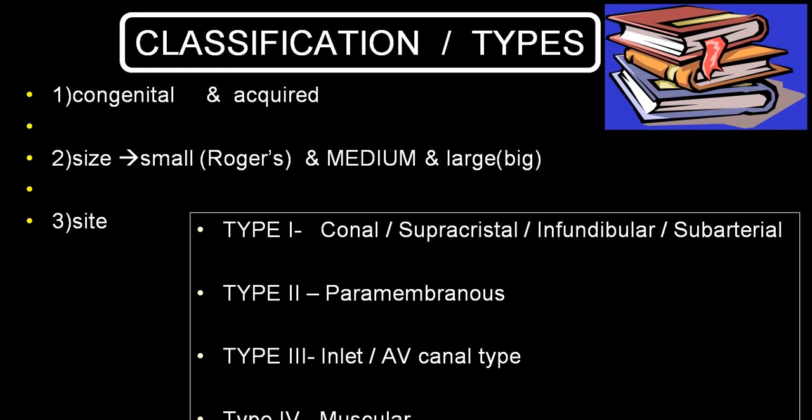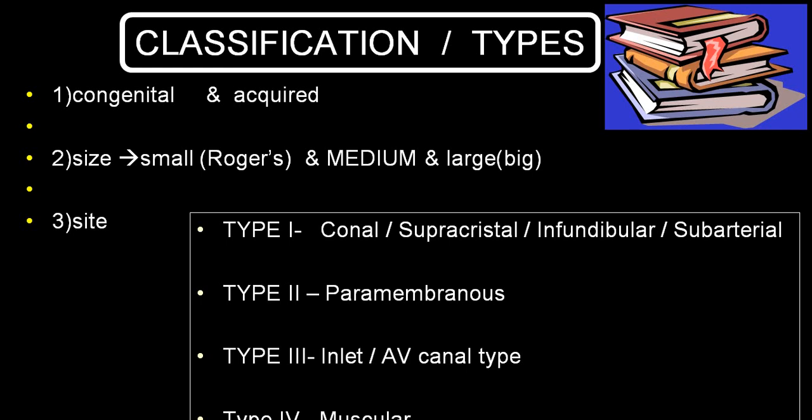In the congenital variety they are divided into two big groups. One we call a small defect, which is very commonly in the muscular portion, and second we call it usually a medium to large size defect. Small defect is also given a name called Roger's defect.